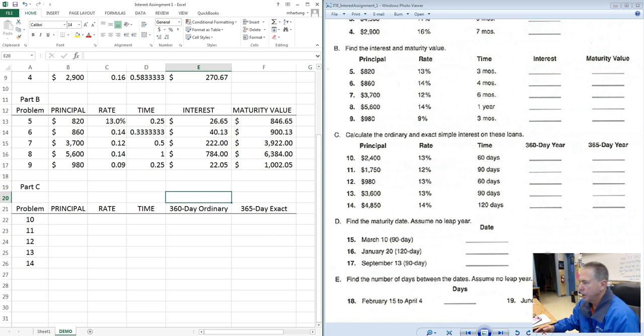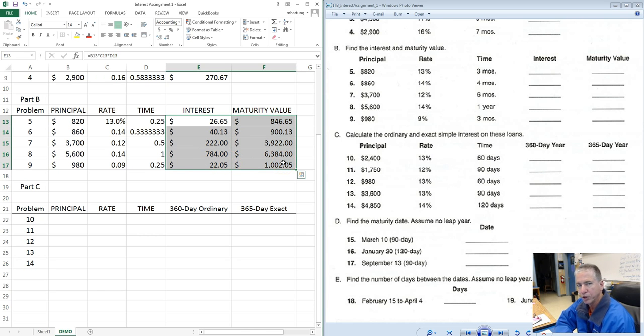Continuing on with simple interest assignment number 1, we'll take a look at part C, but before we do, take a look at the answers I have here for you in part B. These are the values that you should have calculated. Make sure you compare them. Make sure my numbers are correct. And then once you've done that, go ahead and move on to part C.